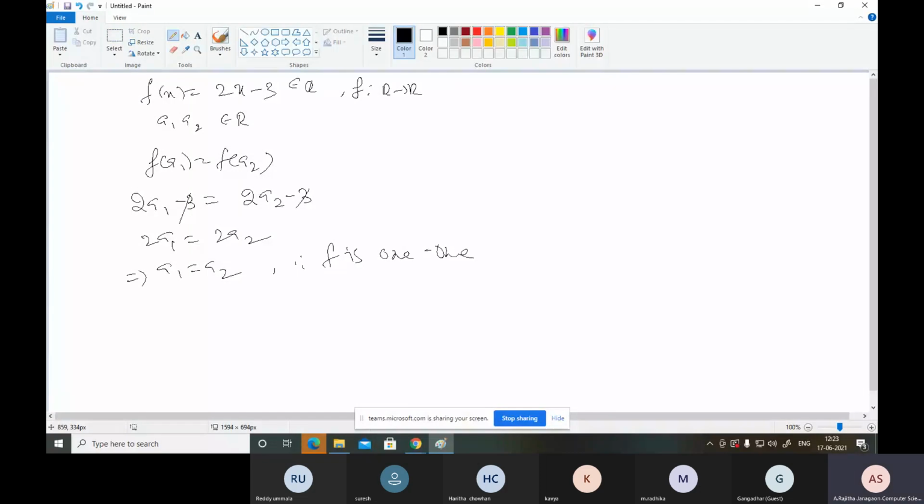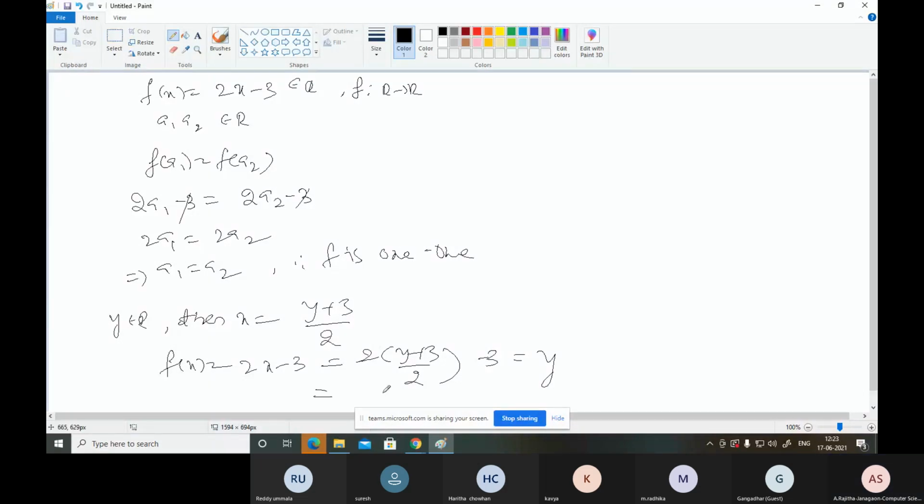And coming to onto: y belongs to R, then x equals (y plus 3) divided by 2. So now f of x equals 2x minus 3, which is 2 times (y plus 3) by 2 minus 3 equals y. So this is equal to y, because here 2y plus 6 minus 6 divided by 2 gives y.